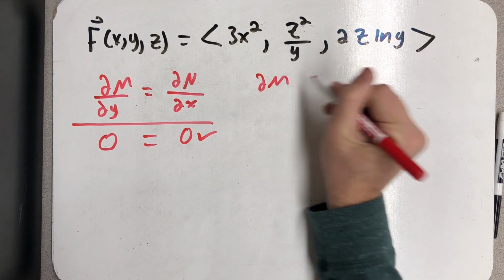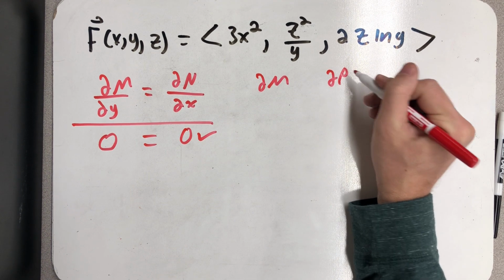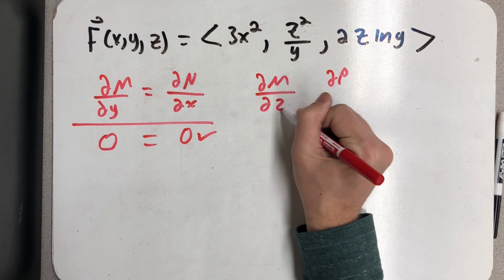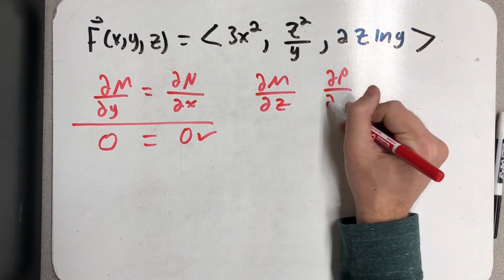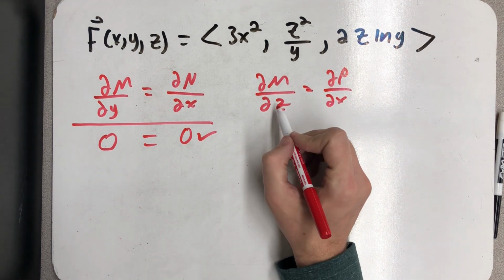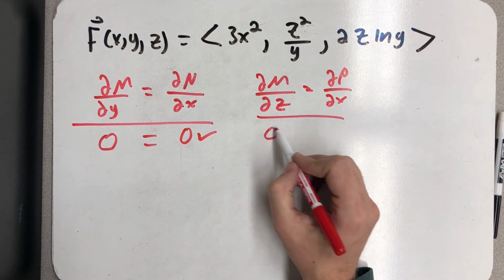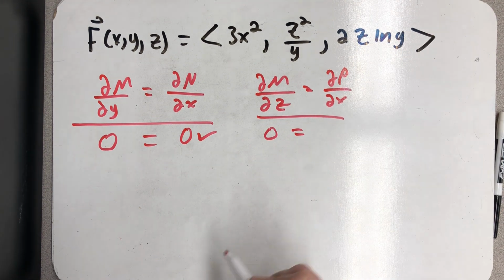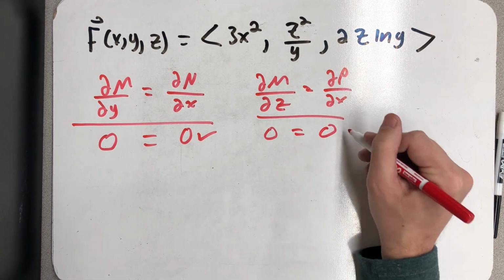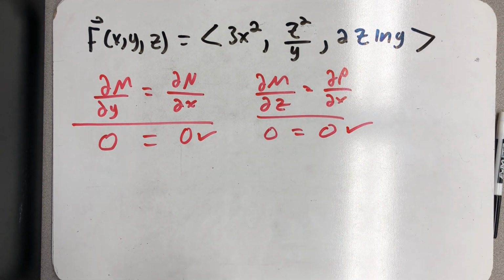So now I'm going to think partial of m and p. So this is a partial with respect to z, and this is a partial with respect to x. The partial of m with respect to z, well, that's 0. And the partial of p with respect to x, well, that's also 0, and those are equal. We've passed the second part of the component test, 1 to go.